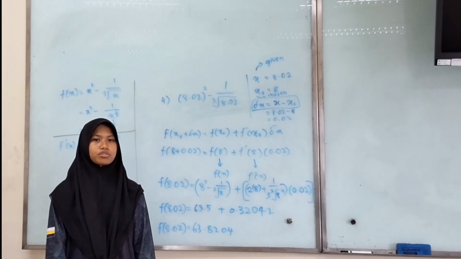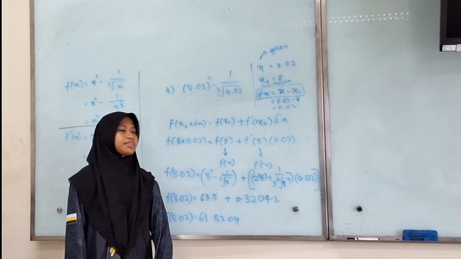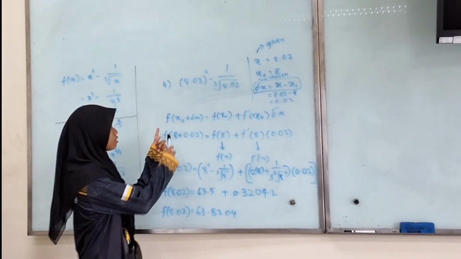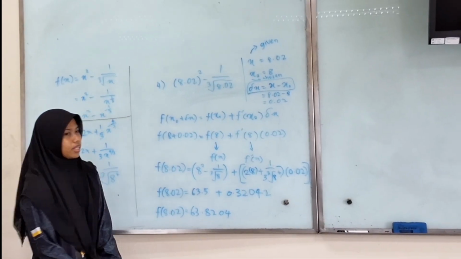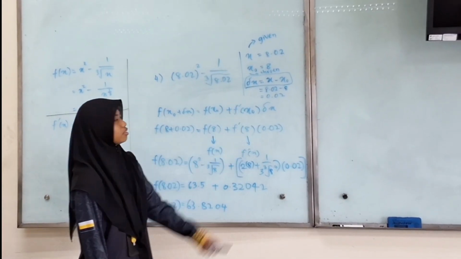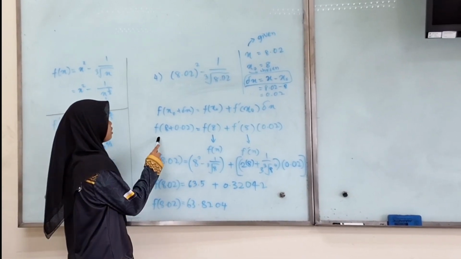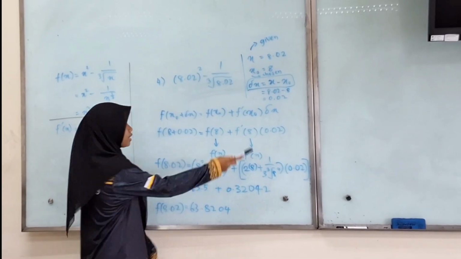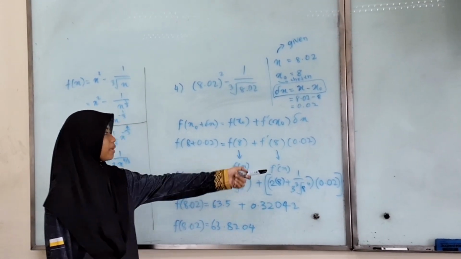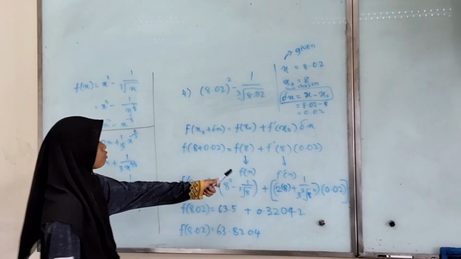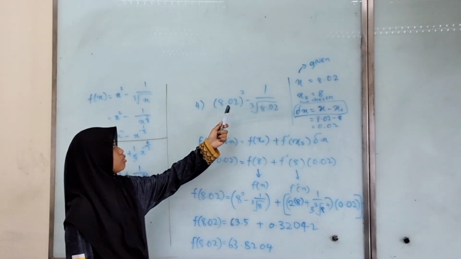For question number 4, we use linear approximation to estimate the given value shown in the question. For this question, we use this formula. To find x naught, we use the chosen value because it is closest to the given value, which is 8.02. So we substitute into this question, and it becomes this. Next, f(x) equals f(x) and f prime x equals f prime x. To find these two functions, we assume x equals 8.02.